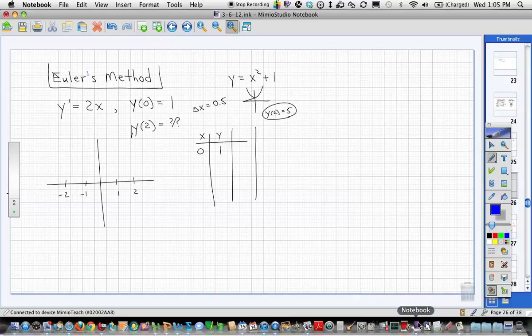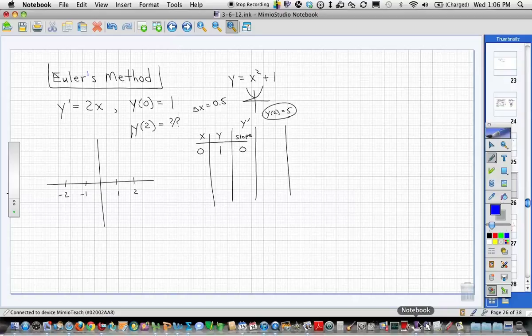Get our slope. All we have is a differential equation, the y prime. All we can do at this point is our y prime, which is our slope. So we take our x and our y. In this case, all we need to plug in is x. We plug our 0 in. 2 times 0 is 0. So our slope is 0.